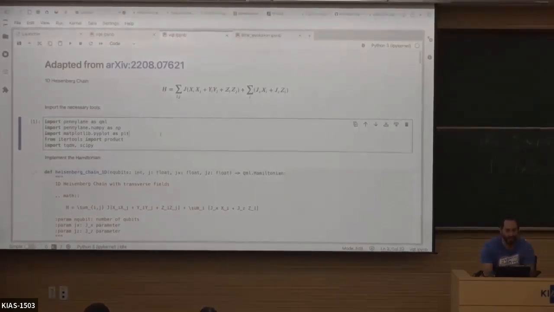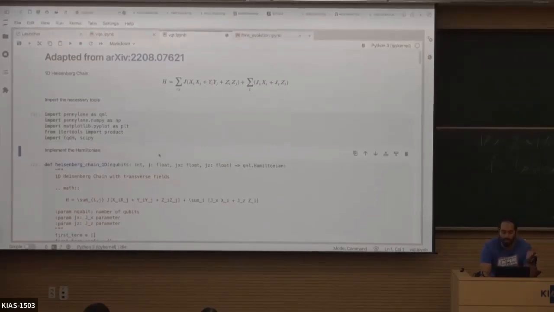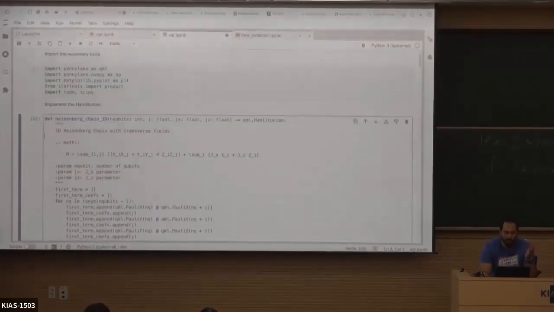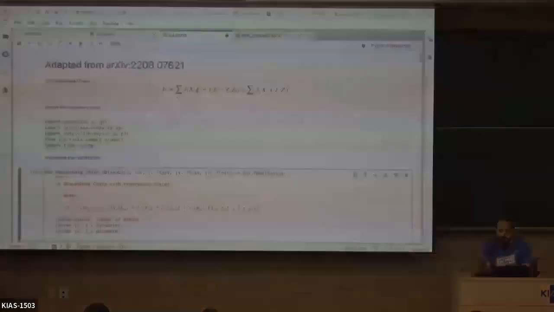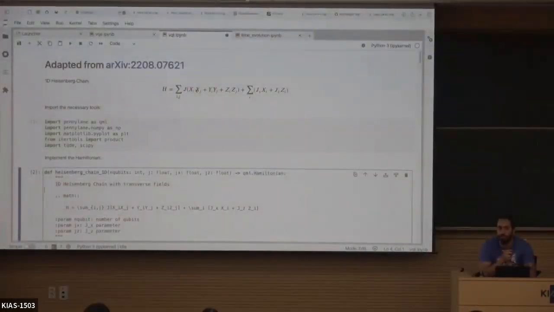As before, we're just going to import the tools that we need. I'm using PennyLane again because you're already familiar with it. In this case, we are just working on the one-dimensional Heisenberg model. It's a very simple one-dimensional chain. You're probably already familiar with this structure.